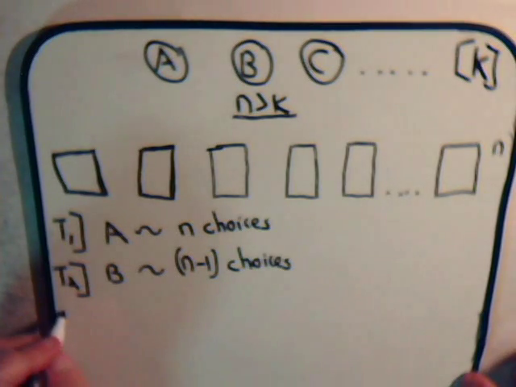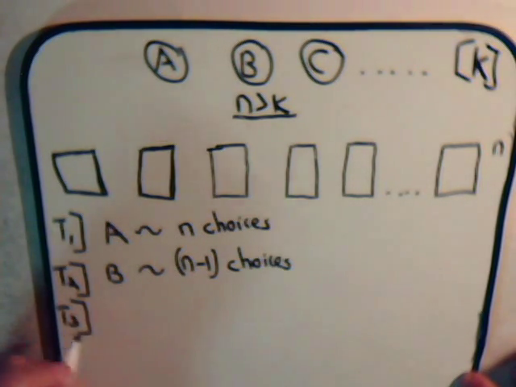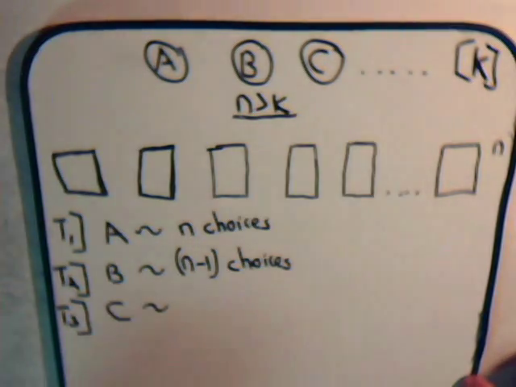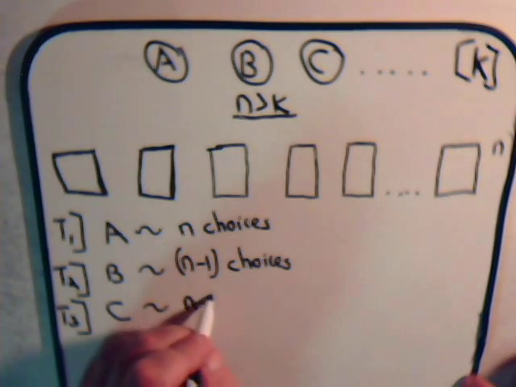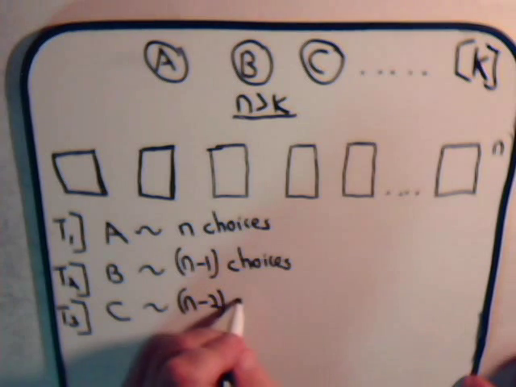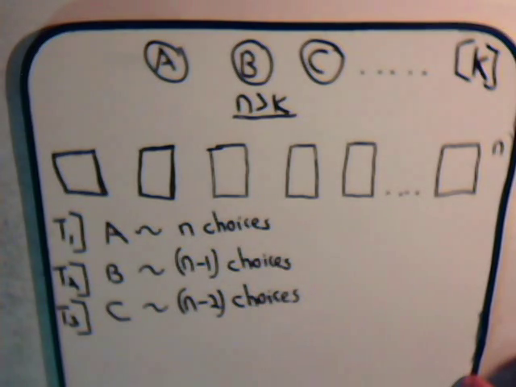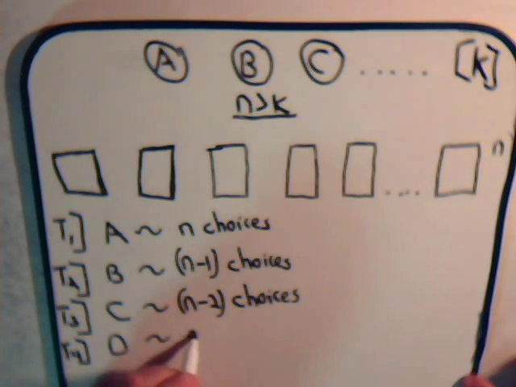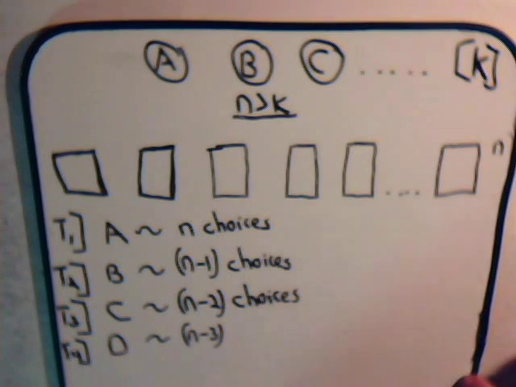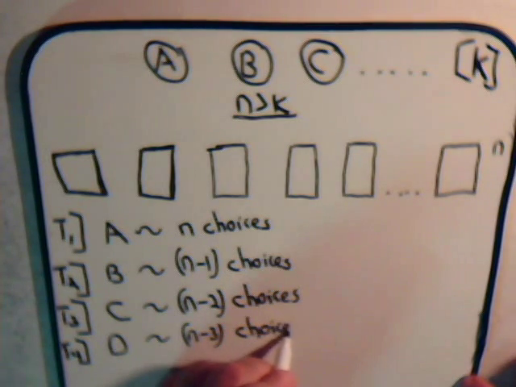And then let's say our task 3 is to select object C. Now we have n minus 2 empty boxes available to place this object into, so we have n minus 2 choices. And let's say that task T4 is to select object D. Now we'll have n minus 3 empty boxes available, or n minus 3 choices.